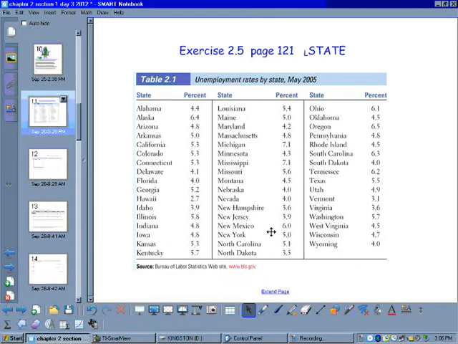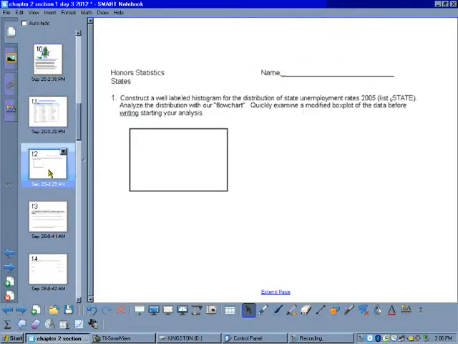We are going to analyze the data in the list called state. It is the unemployment rates by state in our country as of May 2005. The first thing we need to do is take a picture or graph a picture of the data. So on our worksheet, we are going to graph a histogram of the list state, and then we'll also quickly check the modified box plot to see if there are any official outliers.